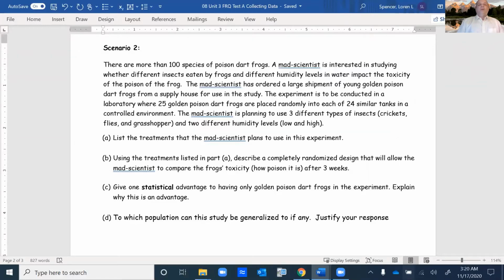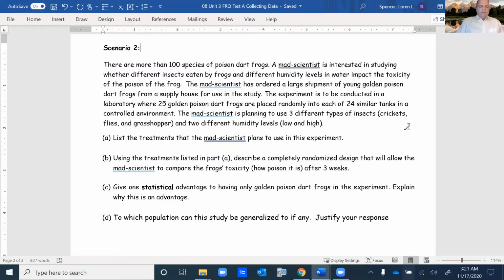There are more than 100 species of poison dart frogs. A mad scientist is interested in studying whether different insects eaten by frogs and different humidity levels in water impact the toxicity of the poison of the frog. The mad scientist has ordered a shipment of young golden poison dart frogs from a supply house for use in the study. The experiment is to be conducted in a laboratory with 25 golden poison dart frogs placed randomly into each of 24 tanks.